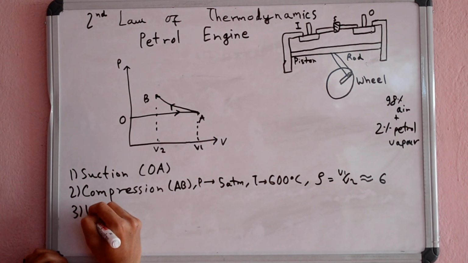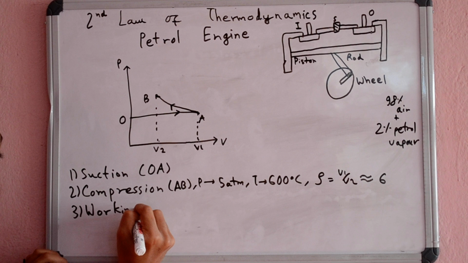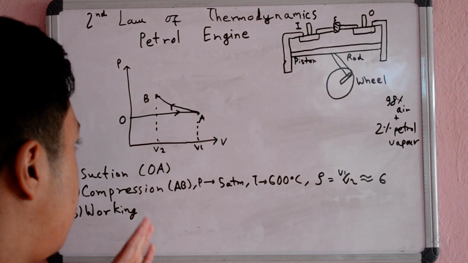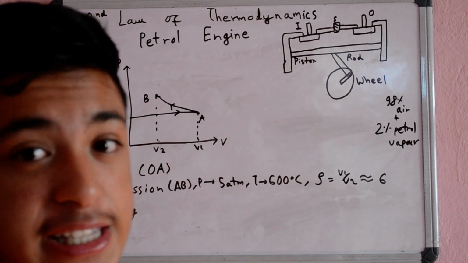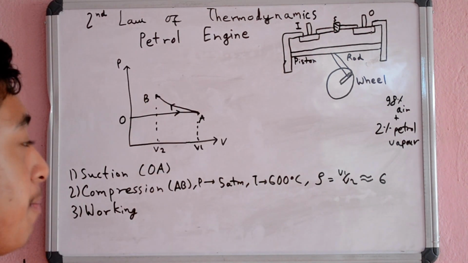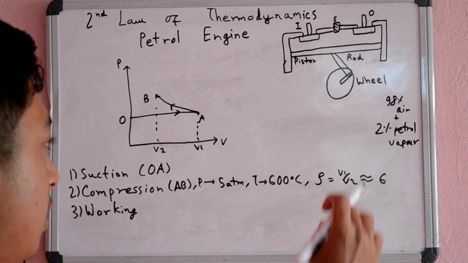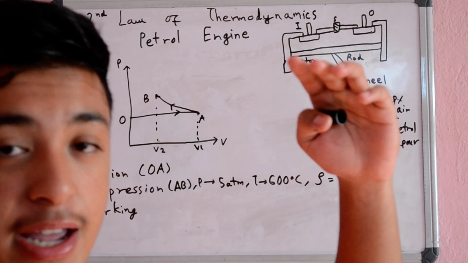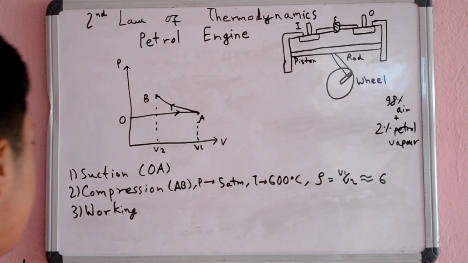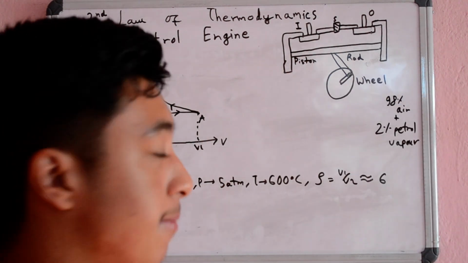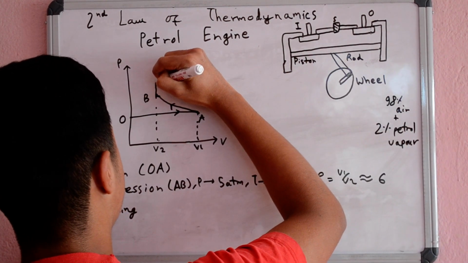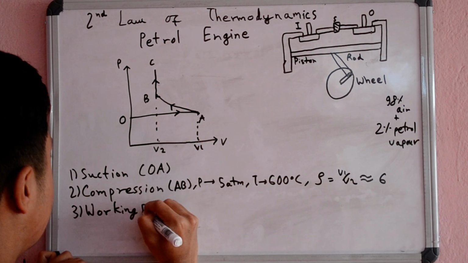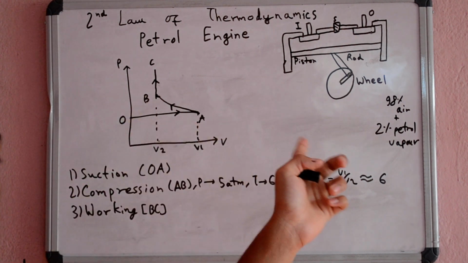The third one is called the working stroke, and it has two parts in the graph. First, the spark plug ignites the mixture, keeping the piston fixed. If the mixture gets ignited, the pressure rises and the temperature also rises very much. But the piston remains fixed, so it is a constant volume. So pressure rises to here, let's say at point C. This is BC, but the working stroke is still not over yet.